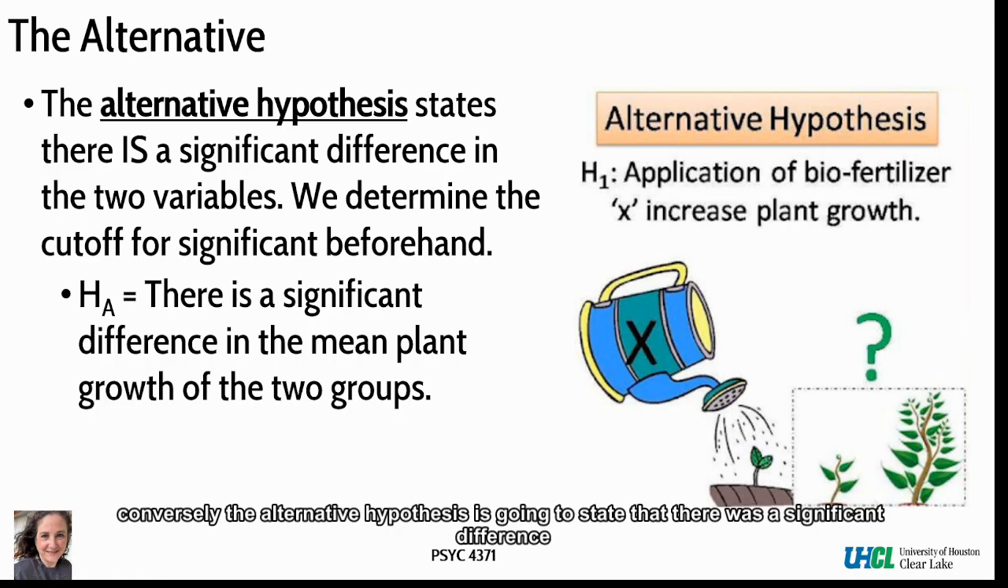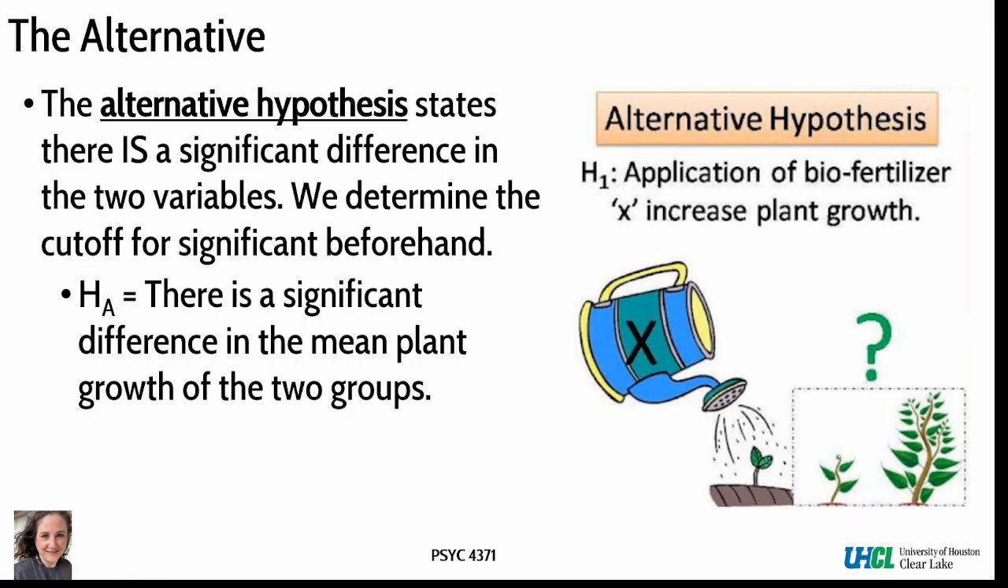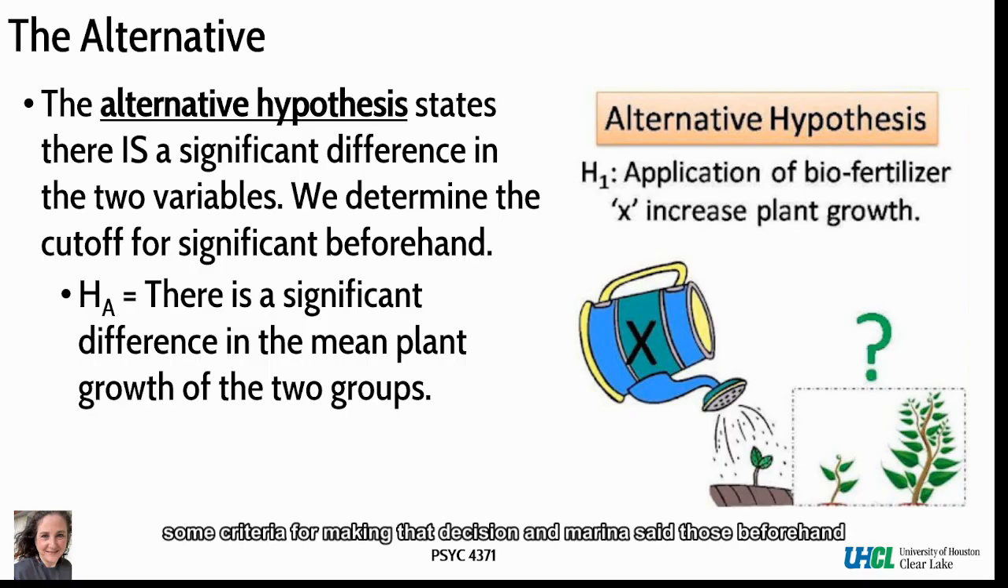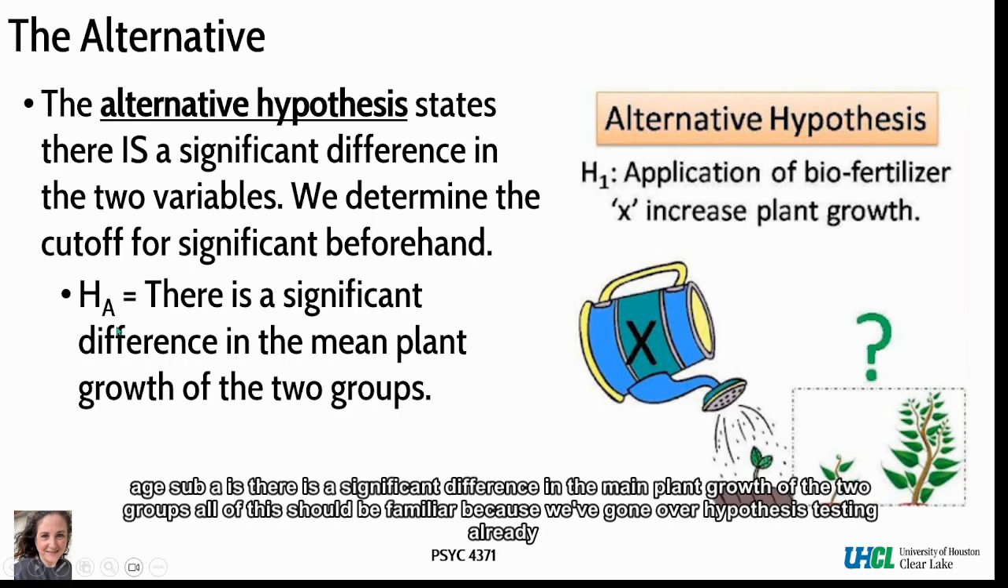Conversely, the alternative hypothesis is going to state that there was a significant difference. And what we're going to do through the NHST is set some cutoffs, some criteria for making that decision, and we're going to set those beforehand. So writing that alternative hypothesis would just say H sub A is there is a significant difference in the mean plant growth of the two groups. All of this should be familiar because we've gone over hypothesis testing already.